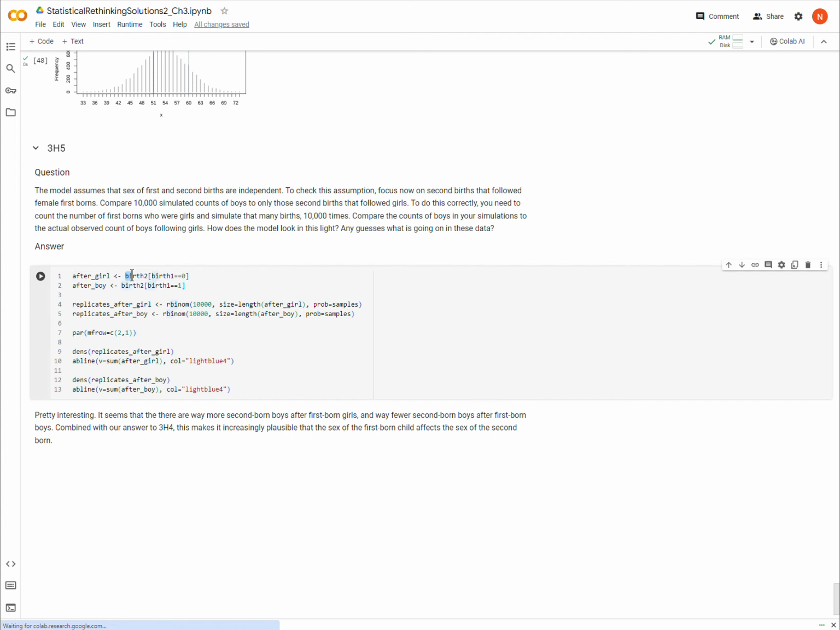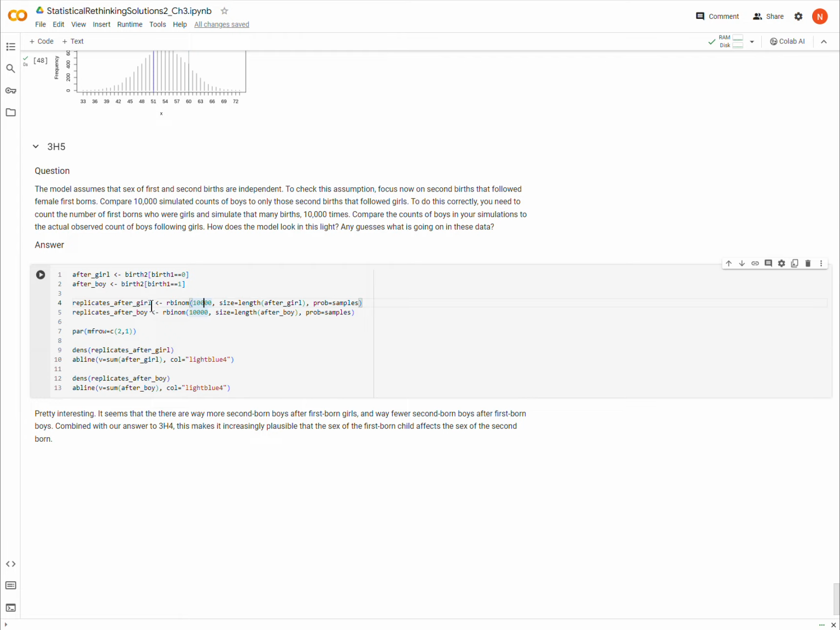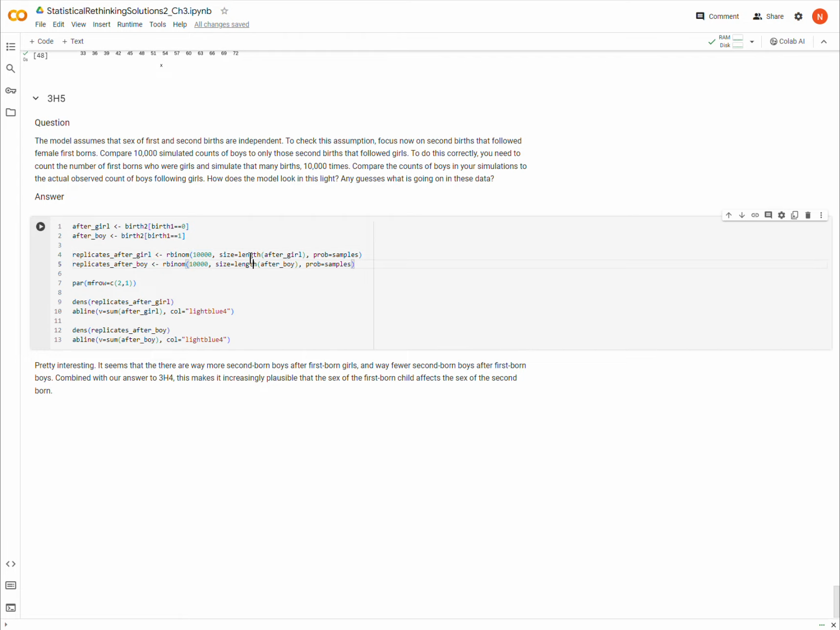I have the secondborn after the firstborn was a girl, and I'm calling that after girl. And then I have the sex of the secondborn after the first birth was a boy, and I'm calling that after boy. Okay? So I'm creating replicates for both of these replicate data sets. Again, just like before, but I'm only using as many observations as there were firstborn girls, and for replicates after boys, my data only has as many observations as there were firstborn boys in the actual data set.